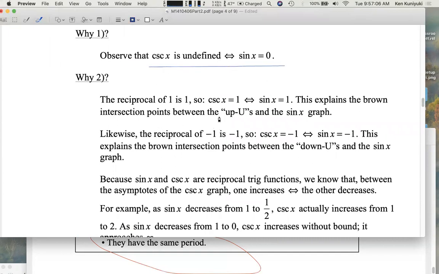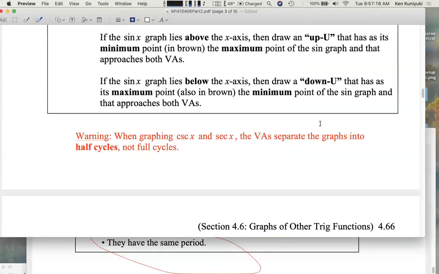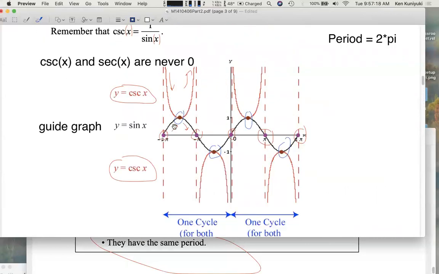Now, what happens when sine is 1? Well, the reciprocal of 1 is 1, so cosecant of x is 1 exactly when sine of x is 1. Whenever the sine graph hits a y-coordinate of 1, the cosecant graph also hits a y-coordinate of 1. That's why the black graph and the red graph meet up at all these points on the sine graph where the y-coordinate is 1.